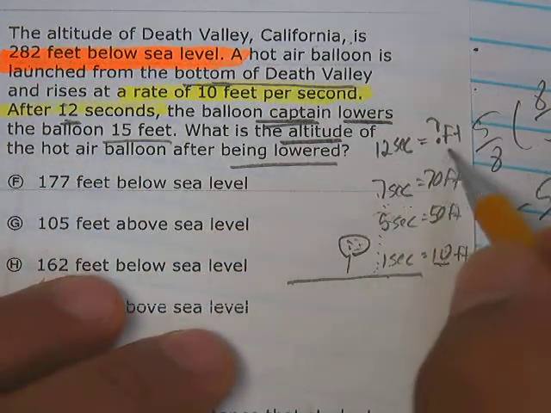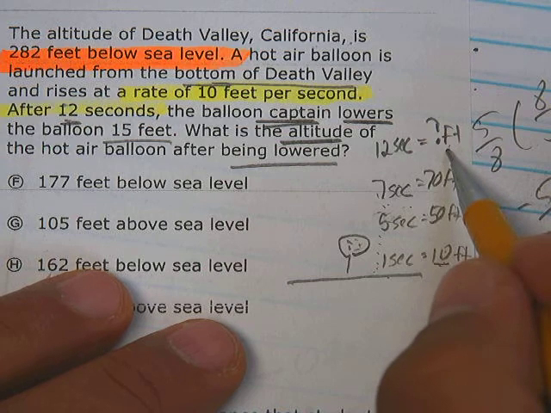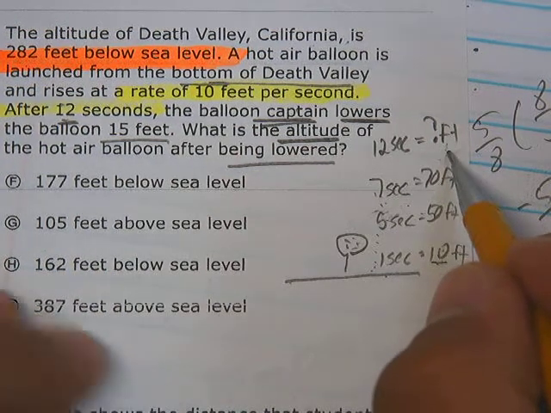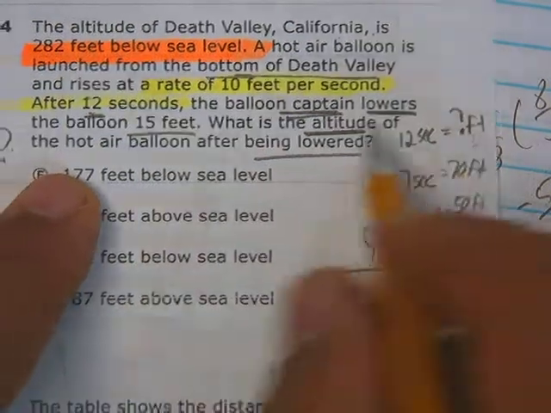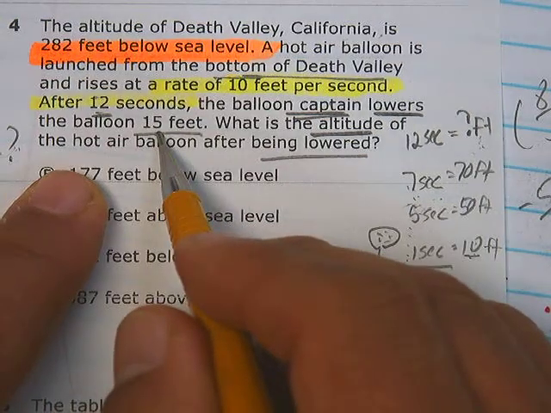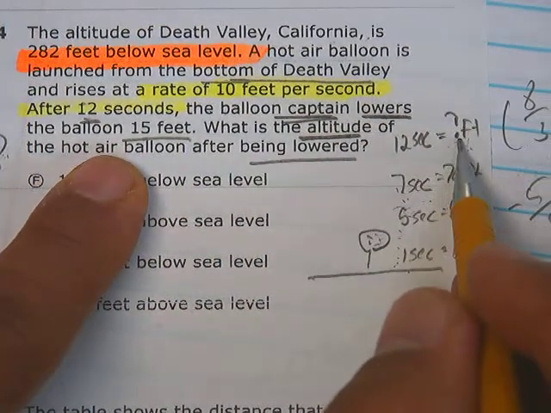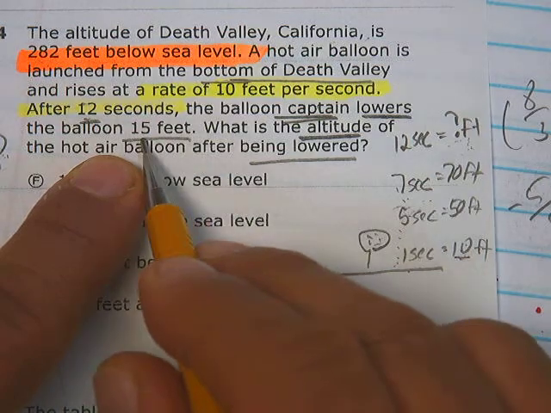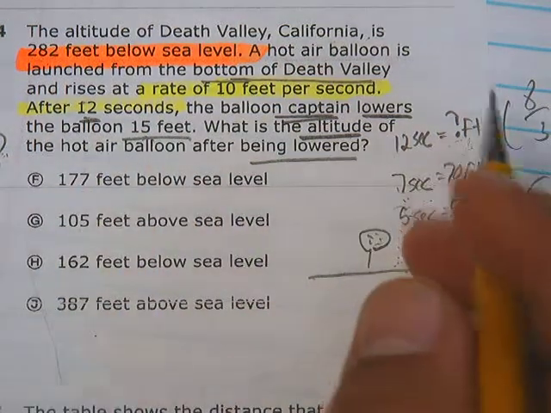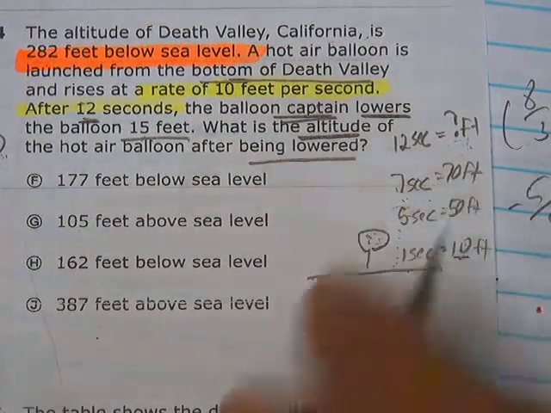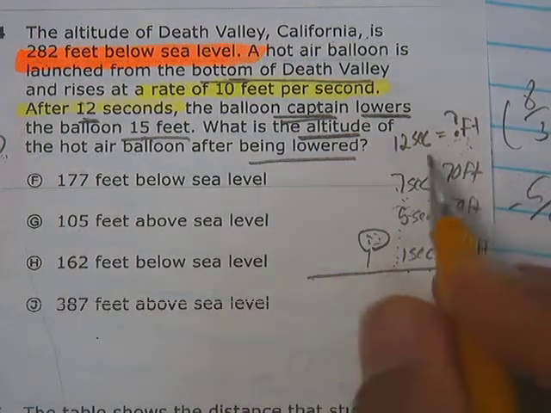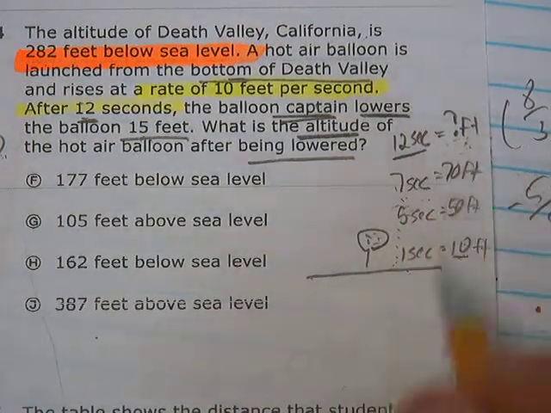Where are you at? Okay. At 12 seconds, what is your altitude? Okay, what is the altitude here? Once you know this, you're going to lower it 15 feet. So whatever you get here, lower it 15 feet, and that would be your answer.